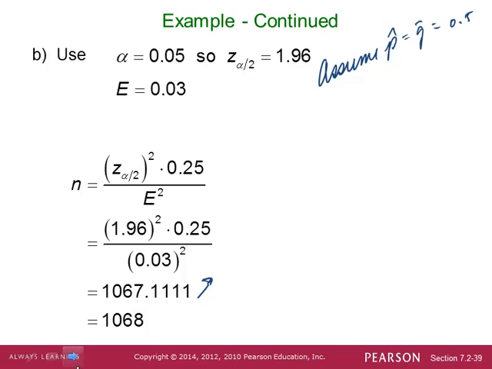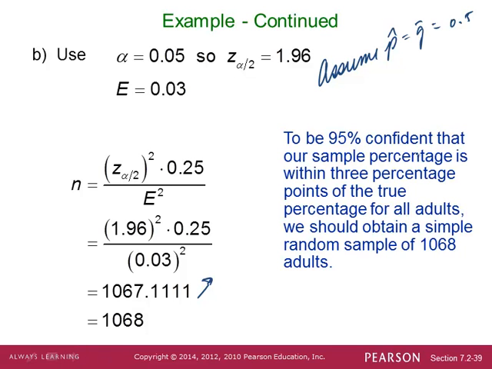Okay. Again, you're always going to have a larger sample size if you don't already have a good estimate of p hat or q hat that's much different than 1/2. Okay.